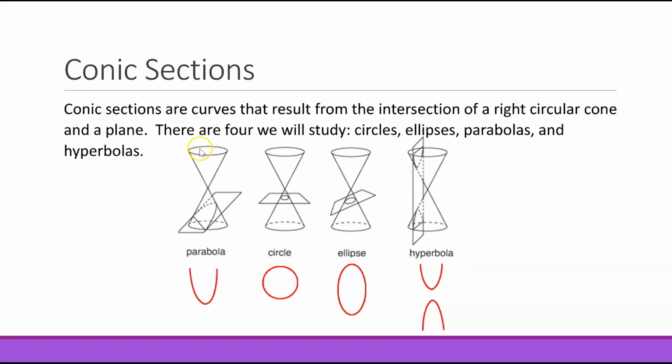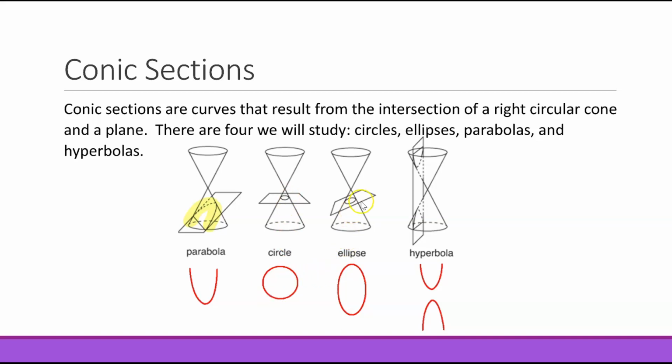So here we have this right circular cone and a plane, which you can imagine is just like a sheet of paper, and all the different ways that that sheet of paper can intersect the cone. So if I have the sheet of paper at an angle here, I can see that I will intersect the cone in this U shape called a parabola. If the sheet of paper is cutting straight across, then I create a circle.